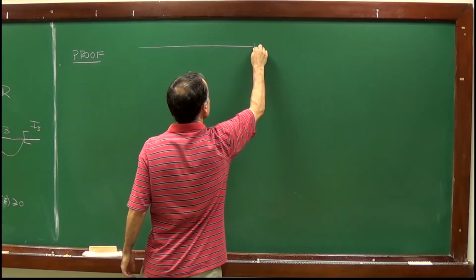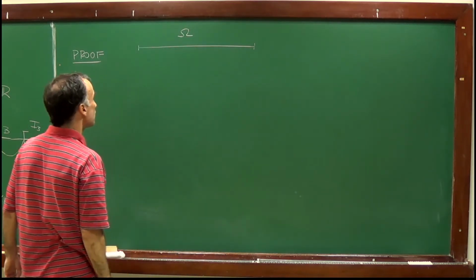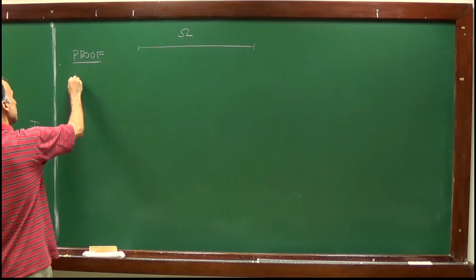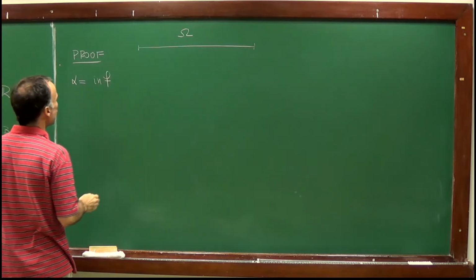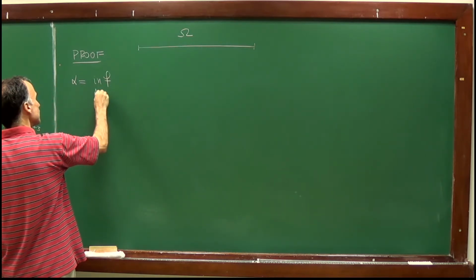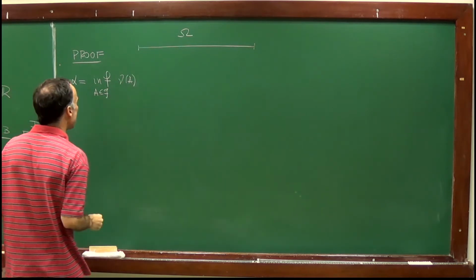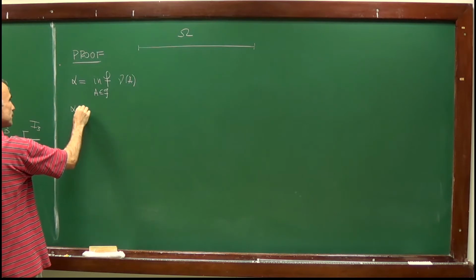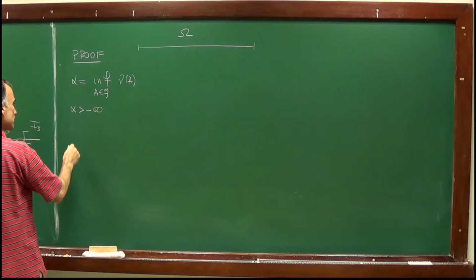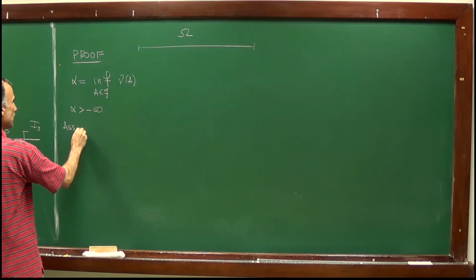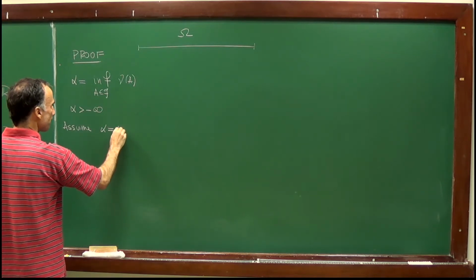Draw a picture here. So here's the set omega. Let me define alpha as the infimum over all sets A in F of nu of A. And my claim is that alpha is strictly bigger than minus infinity. And I will prove that by contradiction. So I'll assume that alpha is equal to minus infinity.